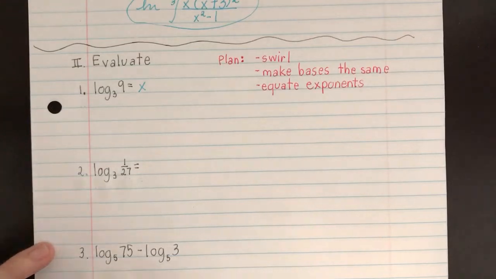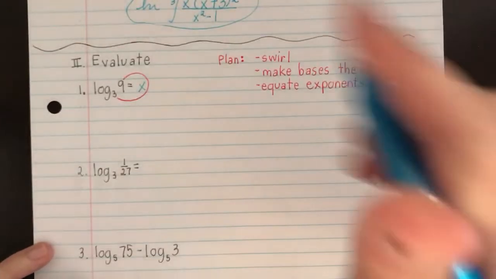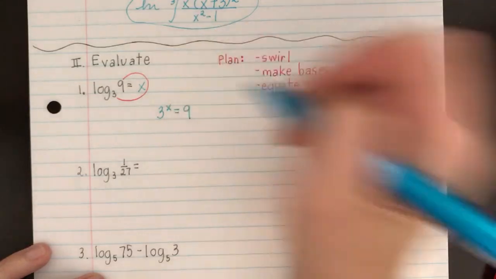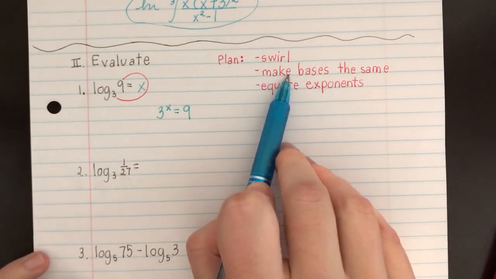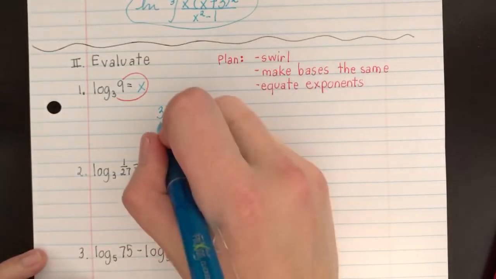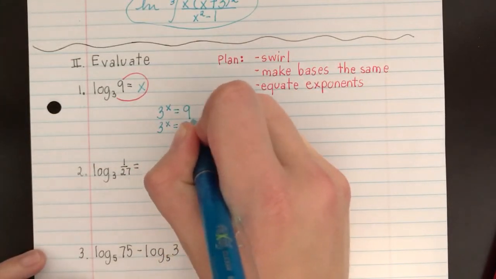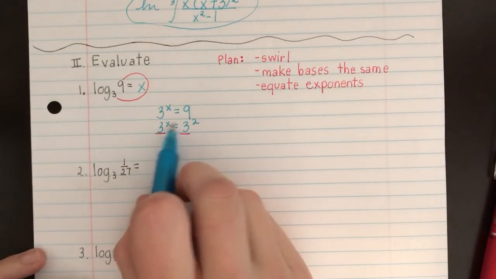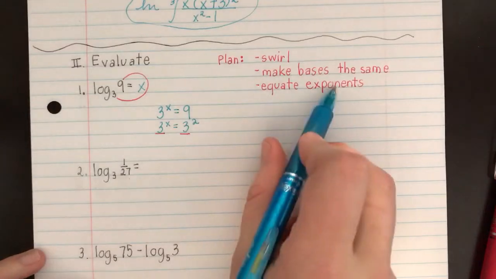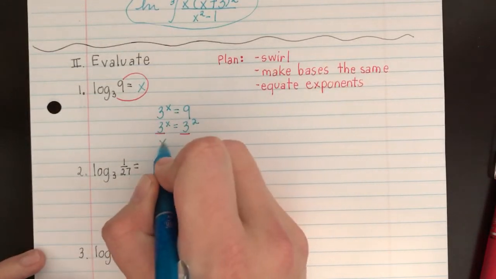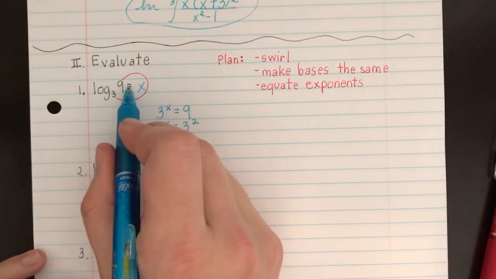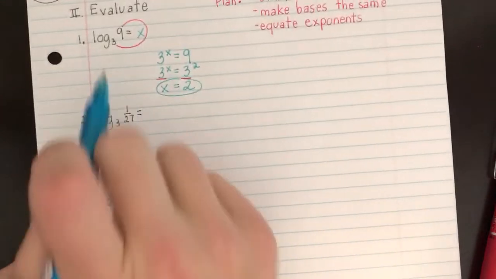That's our unknown. So then if you convert this using the swirl method, this would be 3 to the x power equals 9. So swirl, make bases the same. 9 can be rewritten as 3 squared. So if our bases are the same, the exponents must equal each other. So then you equate exponents. So x equals 2. So therefore, our unknown is 2. 3 squared is what equals 9. Okay, so we've been doing simple ones like that.